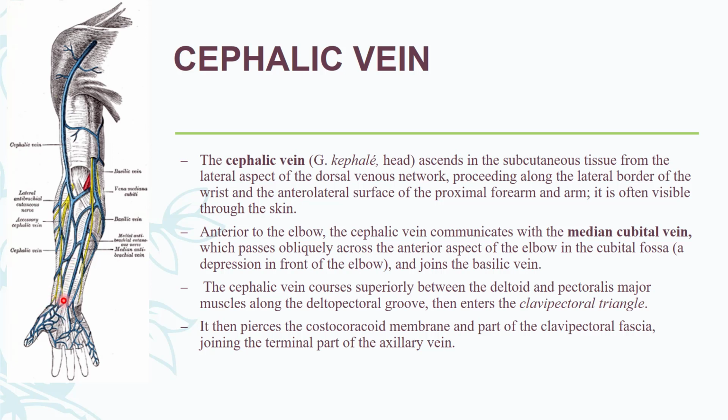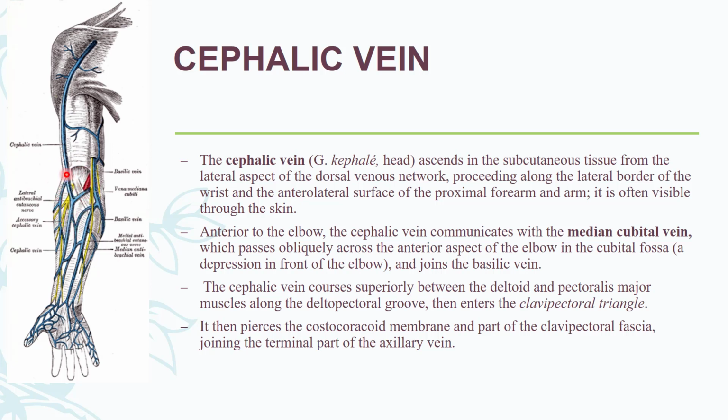See here in this diagram, the cephalic vein is proceeding on the lateral border of the wrist and the anterolateral surface of the proximal forearm and arm, and is often visible through the skin because it is present in the subcutaneous tissue. That's why it is visible over the skin. Anterior to the elbow, the cephalic vein communicates with the median cubital vein.